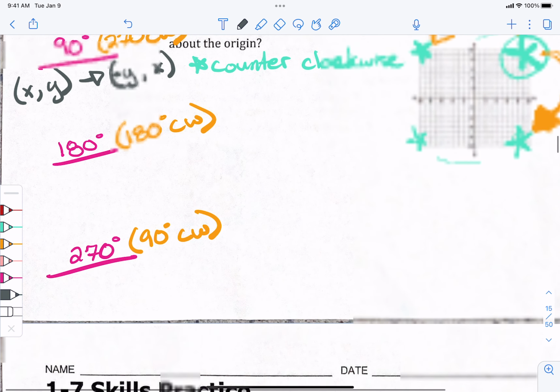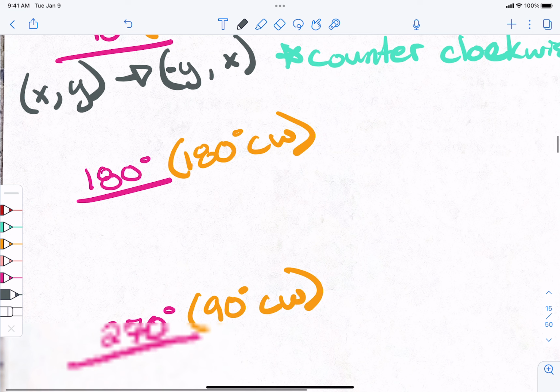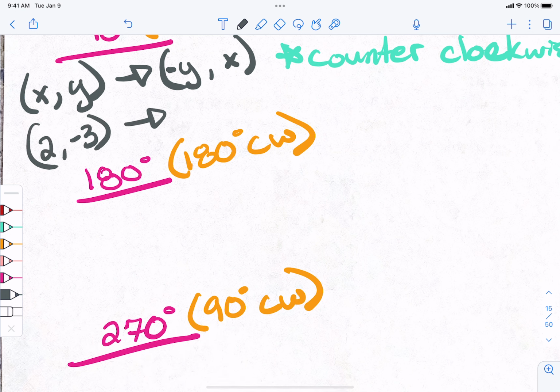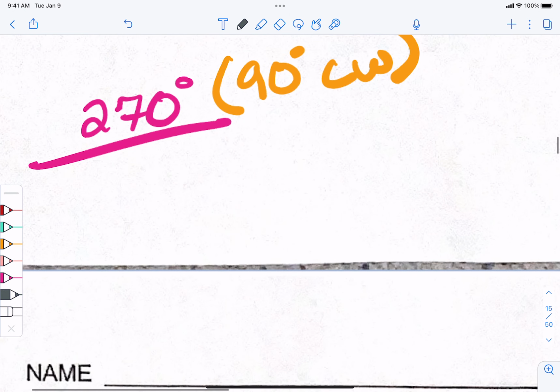Okay? Wait, why is it, if the coordinate is already negative, then it becomes positive? Like for example, let's say 2, -3. I would flip them and it would become -3, 2, but this guy would be positive 3. Yeah. Does that make sense? You flip them and you make that coordinate the opposite sign. Yeah, okay? That's easy. All right, let's do 270 because those kind of go hand in hand.